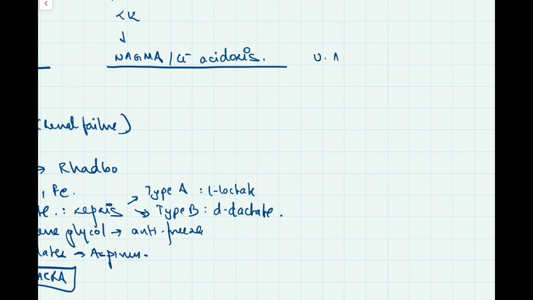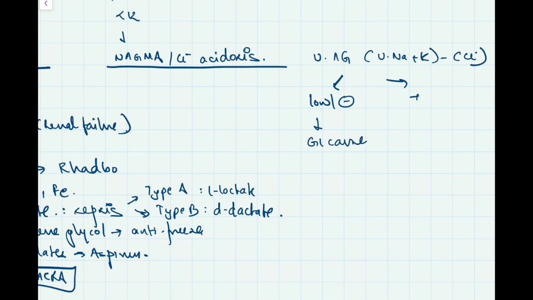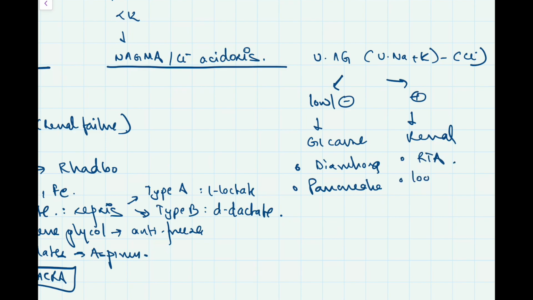In cases of NAGMA, measure the urinary anion gap given by urinary sodium plus potassium minus urinary chloride. If it is low or negative, then it means that it is a GI cause, while if it is high or positive, it indicates a renal cause. The GI causes are diarrhea or a pancreatic fistula, right? While the renal causes are RTA, loop diuretics.